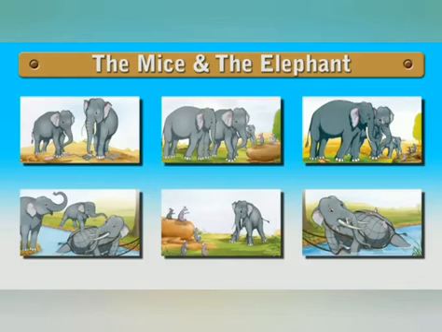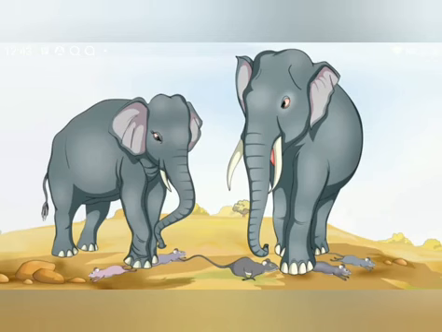Now let me share a short story with you. The mice and the elephant. What happens in this story? It's a very short story, children. Let's go through it. Once, a herd of elephants visiting the pond carelessly destroyed the houses of the mice living there.